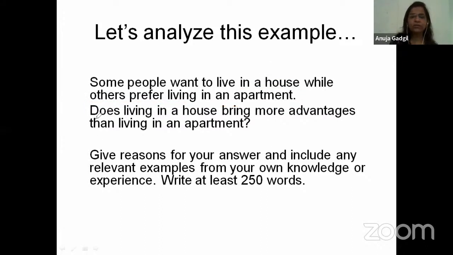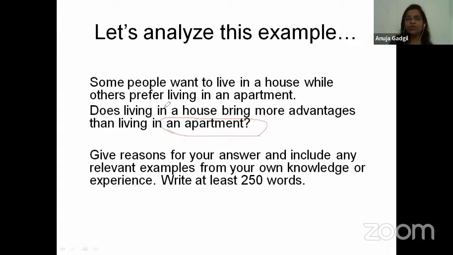Now, does living in a house bring more advantages than living in an apartment? Do you think if you live in a house, meaning you are living in a standalone house or your own bungalow, you built your own house, you are not living in a commercial building with everyone else. There are 20 flats and you are flat number 12. That's an apartment. You live in an apartment. So, do you think that living in a house has more advantages than living in an apartment?